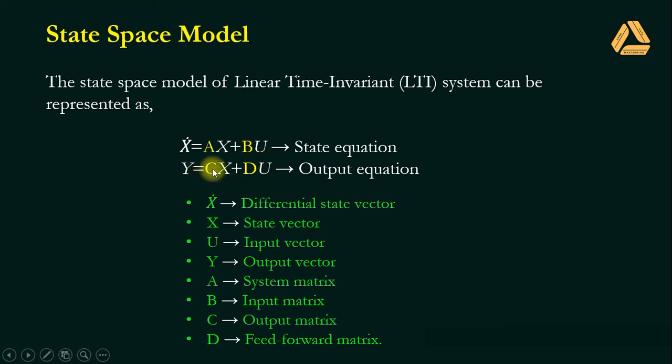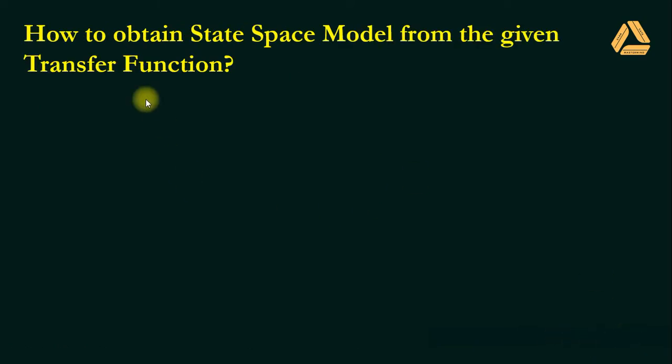Only y is equal to Cx will be the output equation for those systems, except the system whose numerator polynomial order is greater than that of the denominator. So in those cases only you will be getting the value for this D matrix. For all other cases, you will be getting the output equation as y is equal to Cx. Okay. Coming to the next one, how to obtain the state space model from the given transfer function.